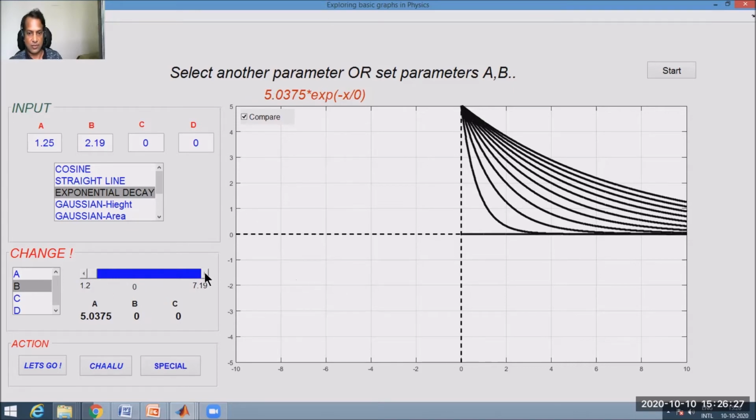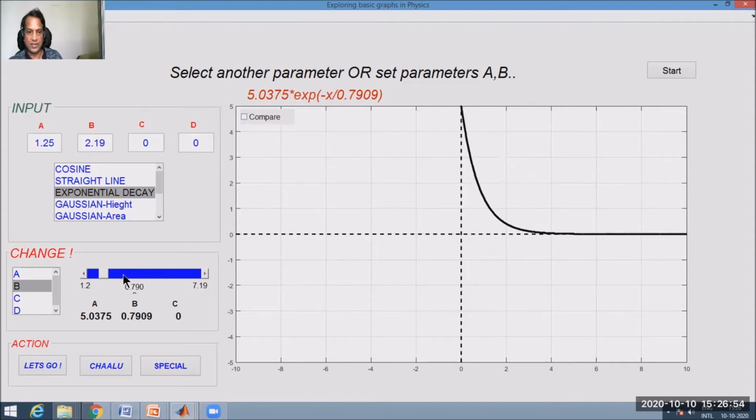Here b is almost 0. So we can see when b is very small, the value of y goes to 0 very quickly. And when b is high, the function value decreases very slowly. So as the name suggests, it is a decaying function. At what rate it is decaying, the parameter b decides. So let us look at where it is.